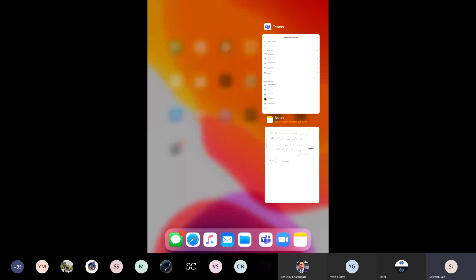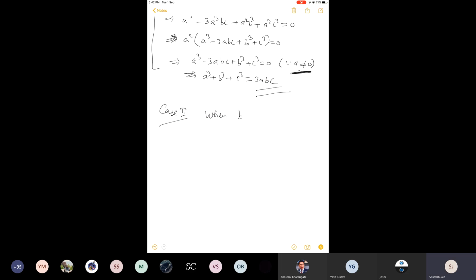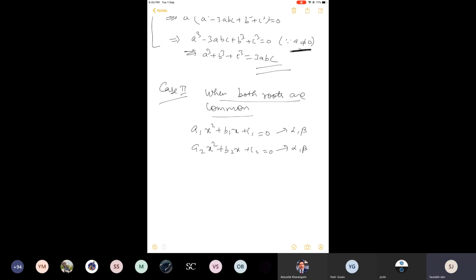Okay, so second case, when both roots are same or common. This is easy to use when both roots are common. You will be given two equations. As the heading says, both roots are common, so actually both roots are same. That means it's not only alpha, even beta is same. And the condition is also very easy to use.